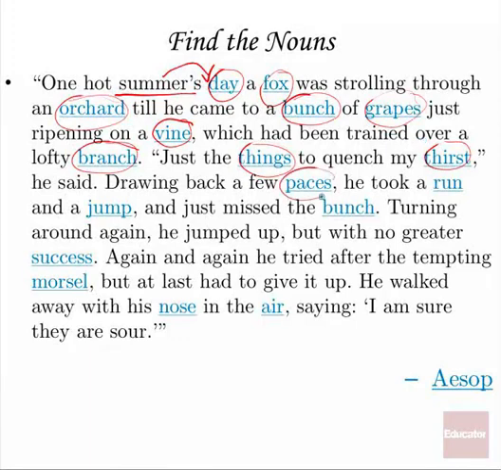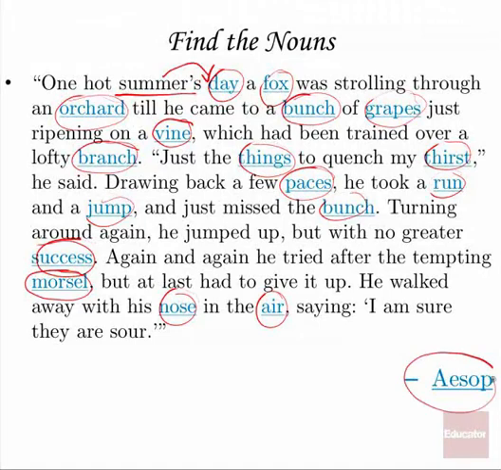Drawing back a few paces, okay, he took a run, that's definitely concrete and singular, and a jump, and just missed the bunch. Turning around again, he jumped up, but with no greater success. That's definitely an abstract noun because you can't touch success, you can't smell it. Again and again, he tried after the tempting morsel, but at last had to give up. He walked away with his nose in the air, saying, "I am sure they are sour." And once again, Aesop is a proper noun.